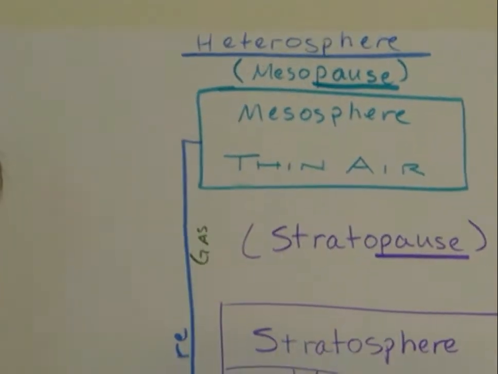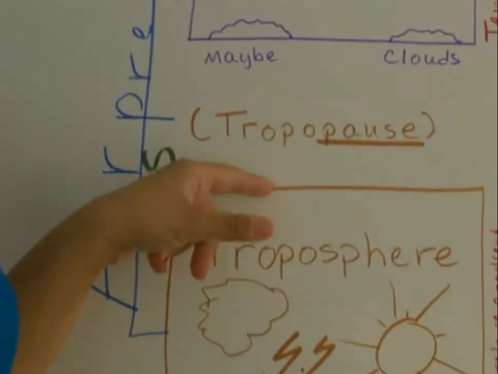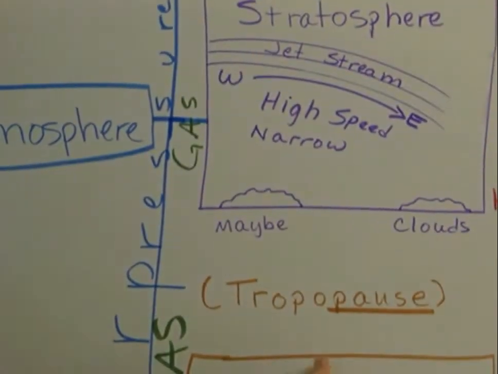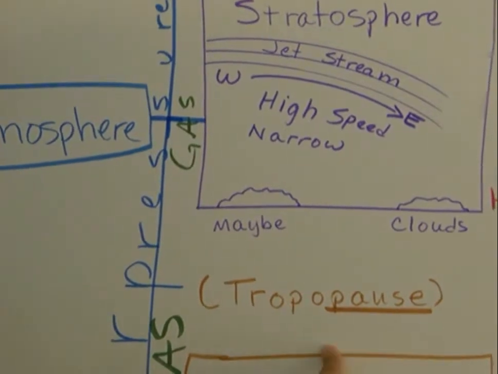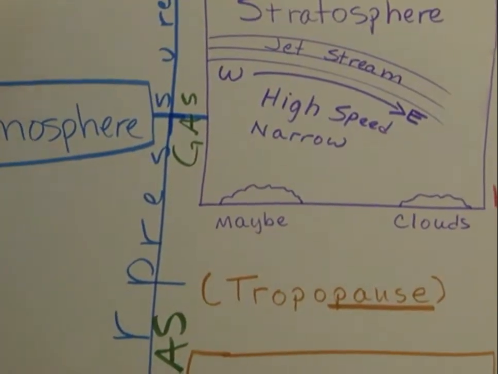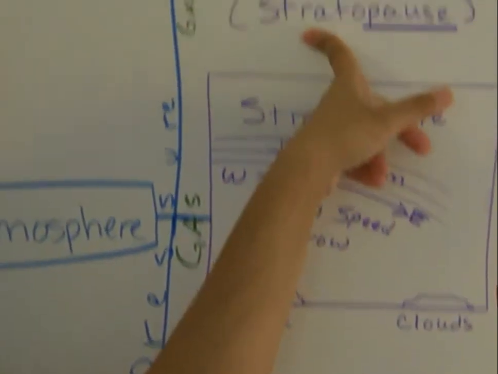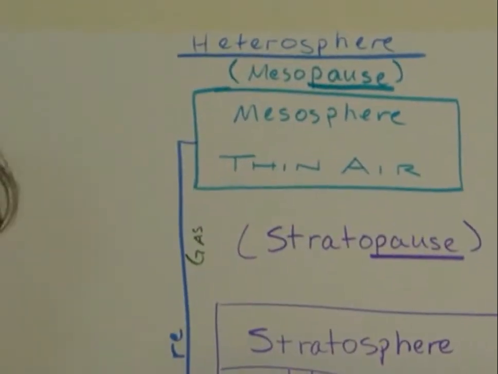You'll also notice that between each atmospheric level is the tropopause, which is the same as troposphere, only pause at the end instead of sphere. So I underlined that pause to help me remember that that's different than sphere. And I did the same thing with stratopause and mesopause.